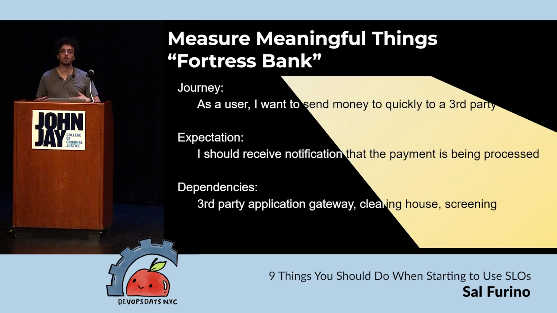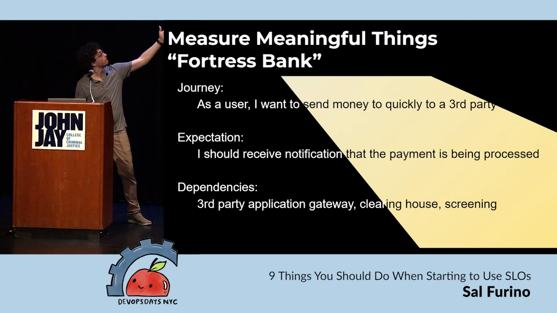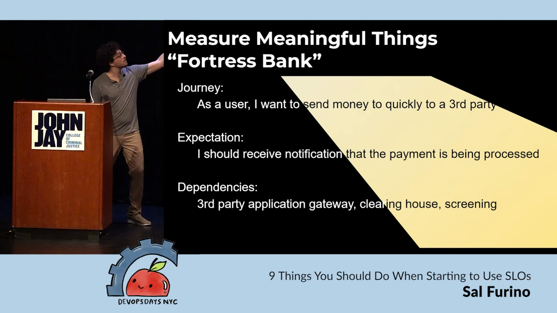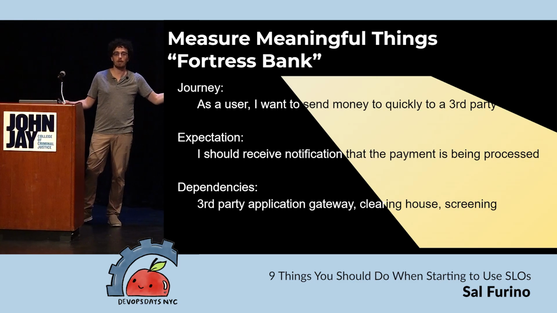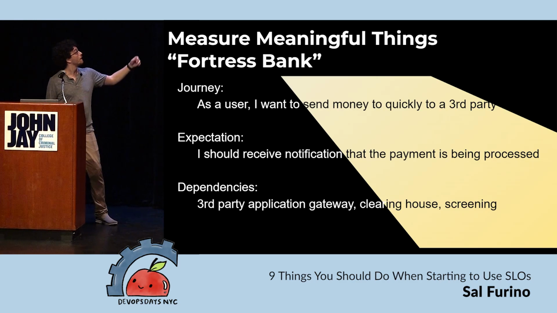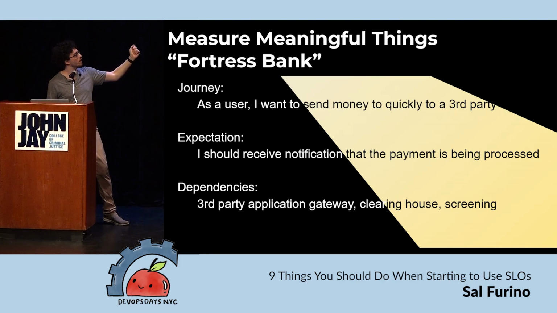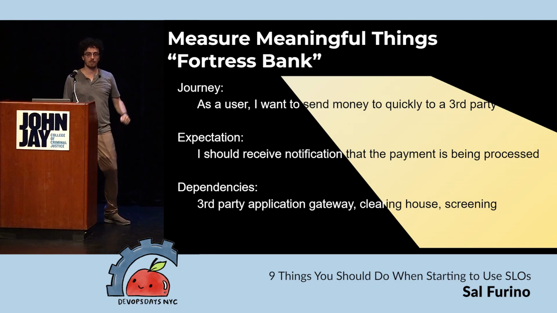So let's try to discover some additional information here. Let's try to isolate the journey, the expectation, and their dependencies. Journey: as a user, I want to send money quickly to a third party. Makes sense in a modern-day payment-to-payment world. Expectation: I should receive a notification that the payment is being processed.